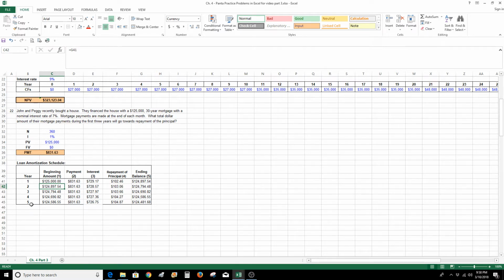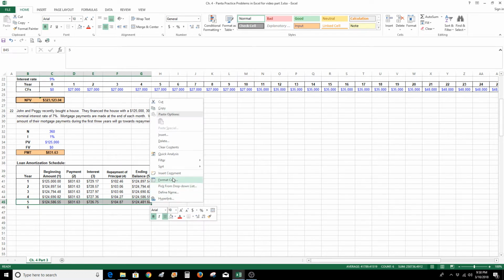Okay, so what we can do here is extend this amortization schedule down, because it's looking for the first, at the end of the first 3 years. So 3 years times 12, we're going to need 36 months of what that total and the repayment of principal is.